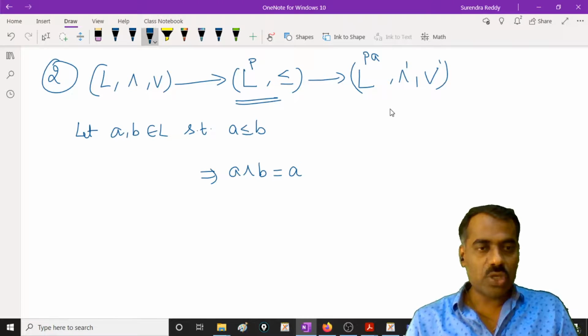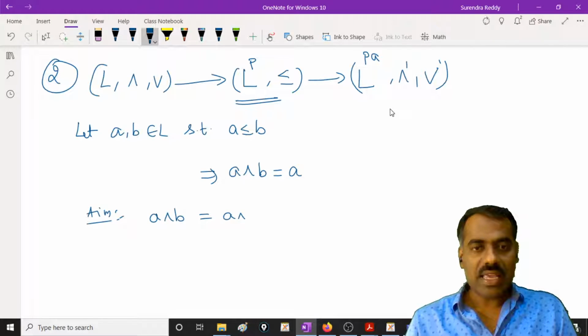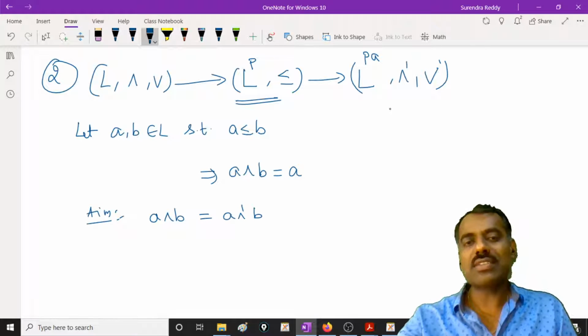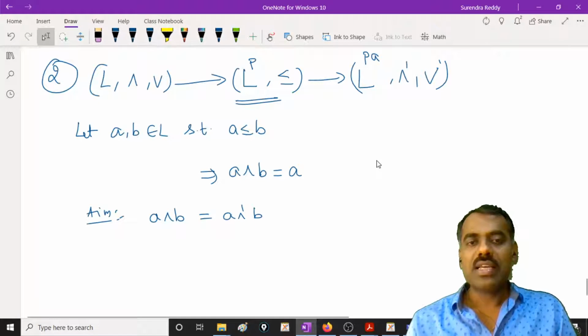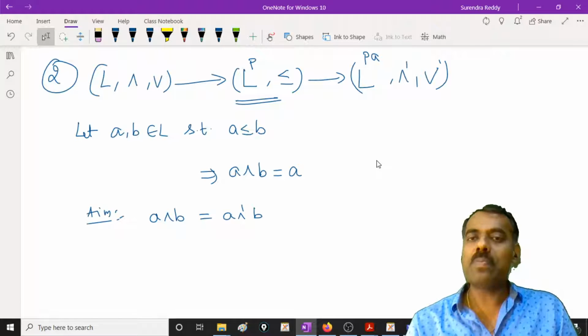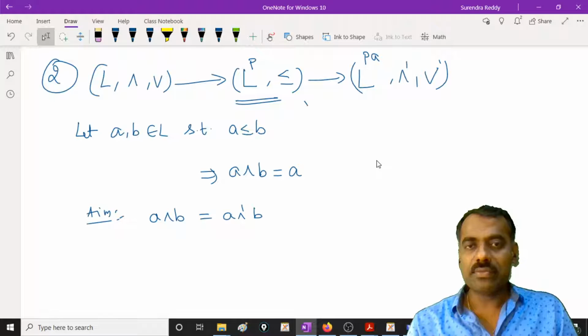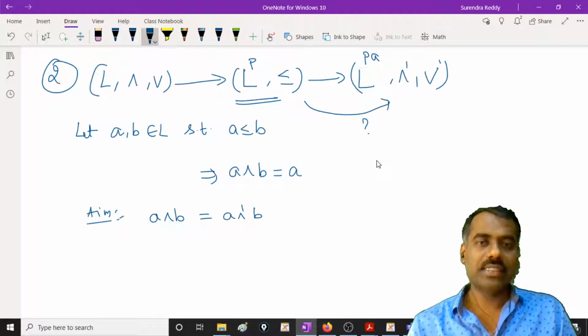Our aim is to show that a meet b is the same as a meet prime b. Are you following? How will we show this? So this a, is it the same as a meet prime b? That is the question. From here to here, what is the relation? How are we getting it? That you should understand.